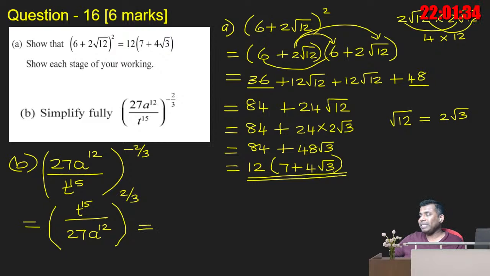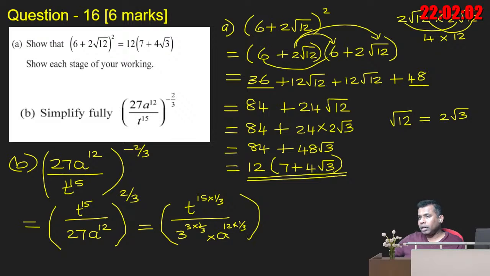Now I am taking the cube root. Cube root means you multiply every power by 1/3, right? So t to the power 15 times 1/3. And this 27 can be written as 3 to the power 3, times 1/3, and a to the power 12 times 1/3, all to the power 2, because we have already done the cube root. Once the cube root is gone, only the power 2 is going to be there.